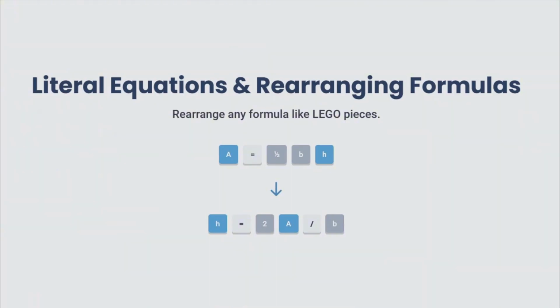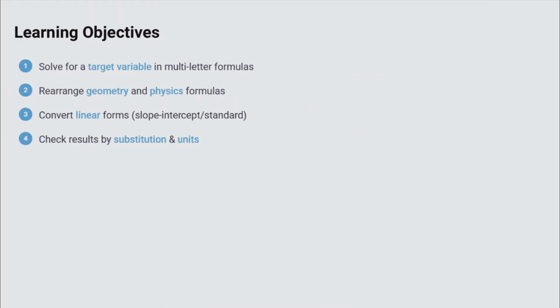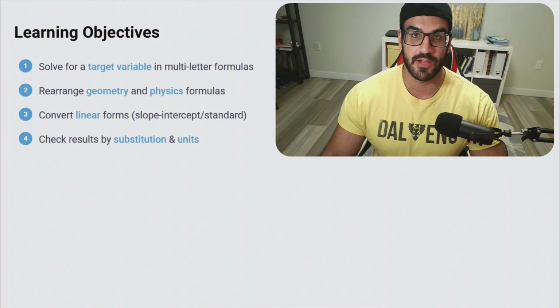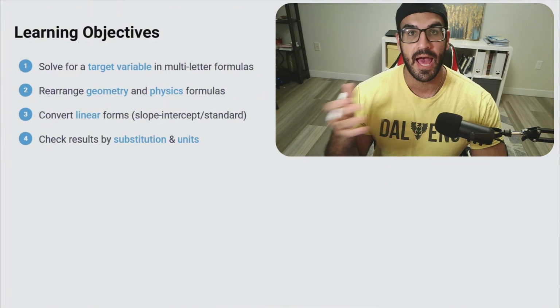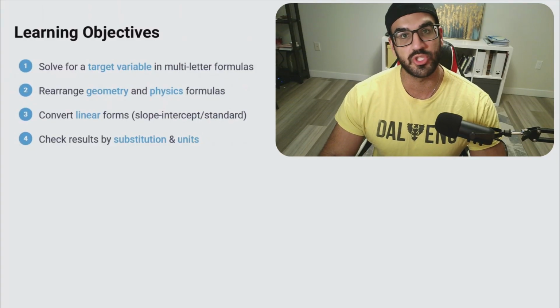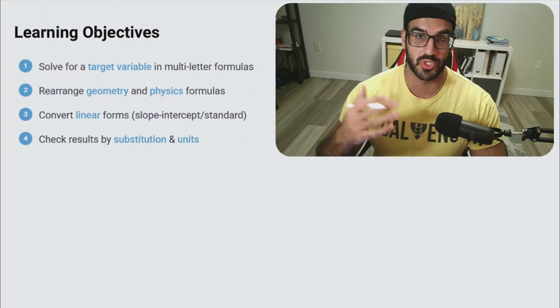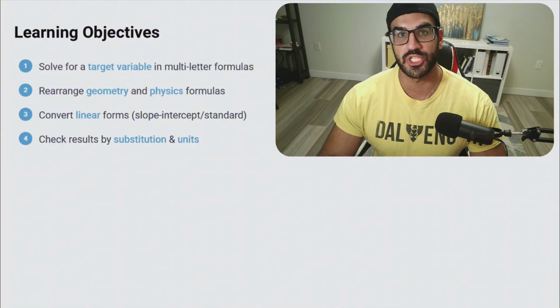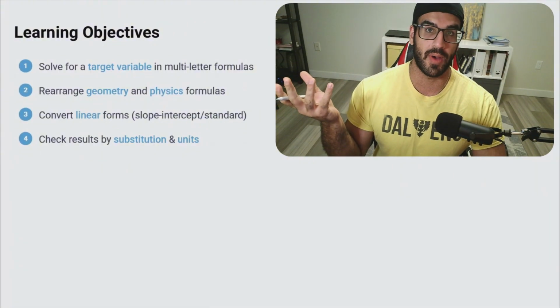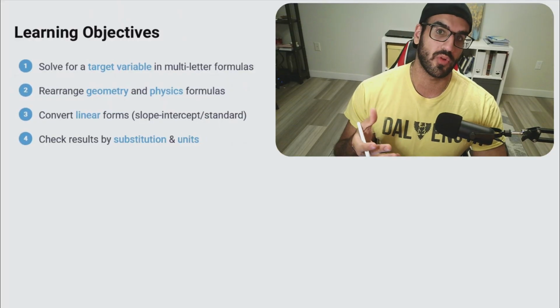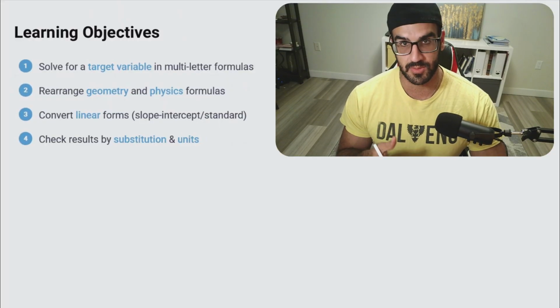So let's talk first about the objectives for this section. We are going to solve for a target variable, as I just told you. We have x, y, z, or any other kind of variable on one side of the equation, and the other side is not just numbers, which we know from normal equations. At this point it is going to be numbers and letters, which we don't know about. But the question is, solve this equation for this specific variable.